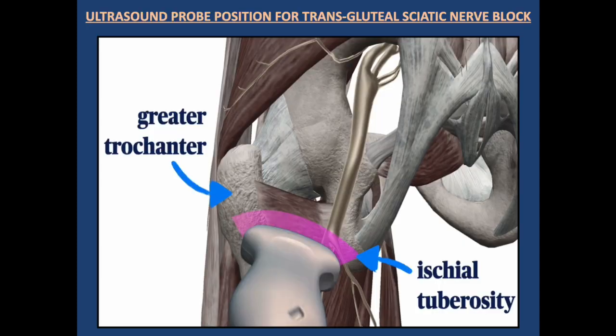In this diagram, the ultrasound probe position for transgluteal sciatic nerve block is shown. Two bony landmarks, that is the greater trochanter and ischial tuberosity, are seen and the ultrasound is positioned between them to view the sciatic nerve between the quadratus femoris muscle and gluteus maximus muscle.